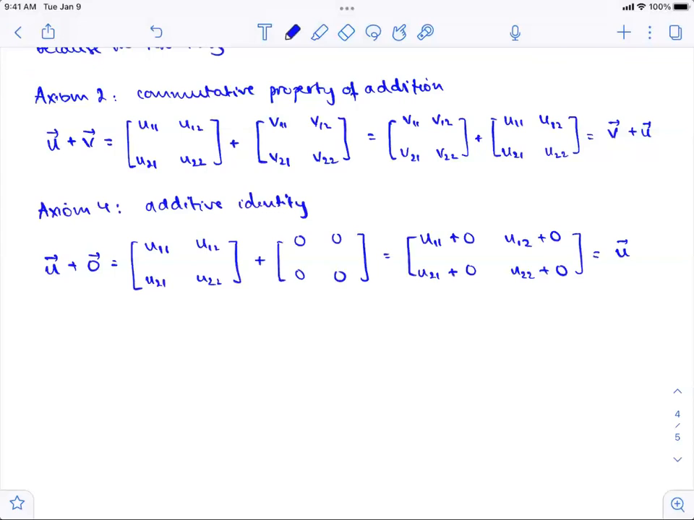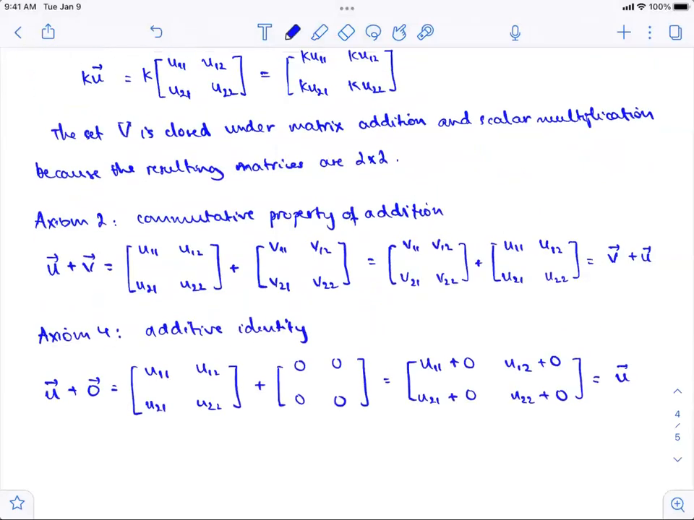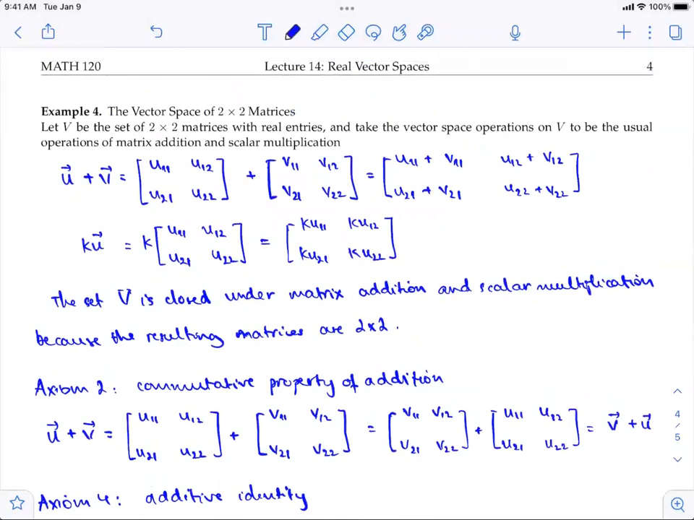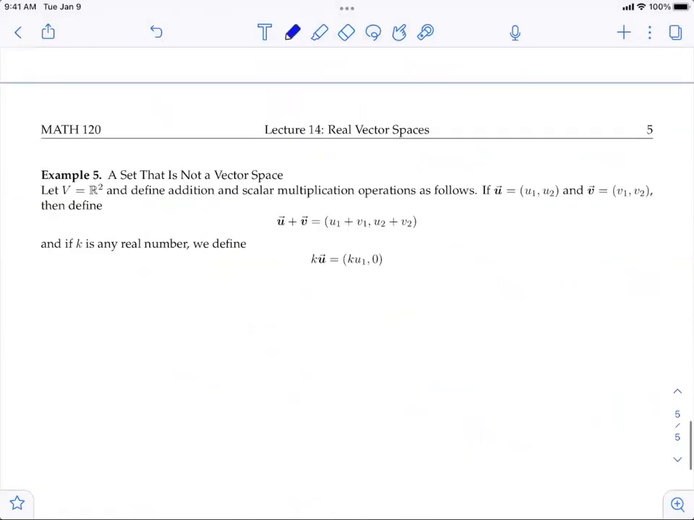So it's just a couple of properties that you want to play around with. Of course, you can do the same calculation for the rest of the properties. But of course, the set of 2 by 2 matrices is a vector space. Okay, so that is capital M of 2 by 2. Now moving on to the last example.